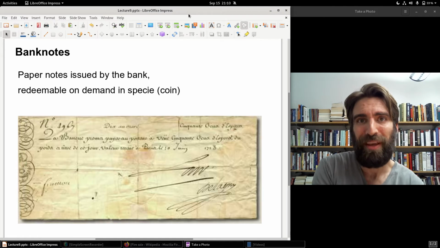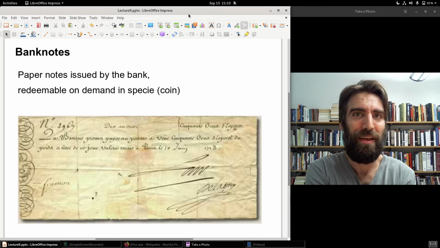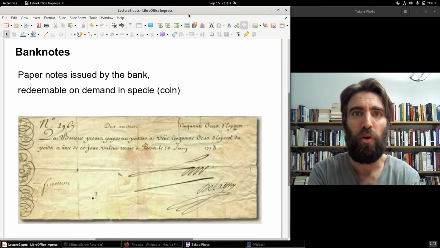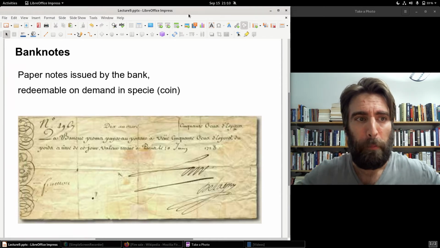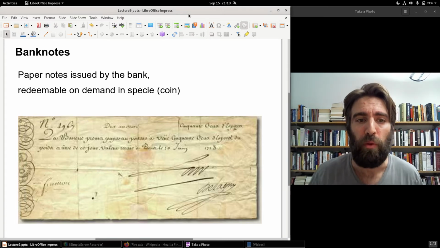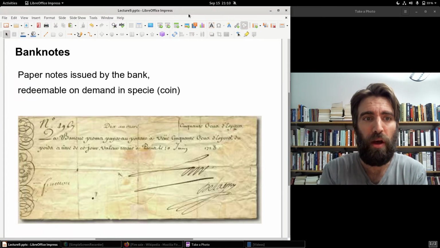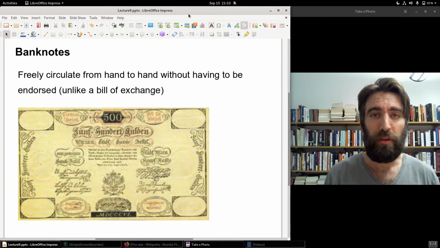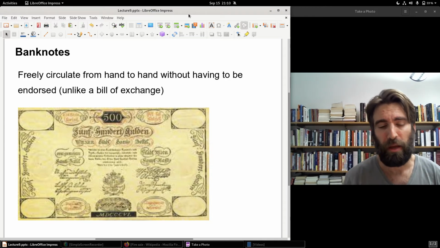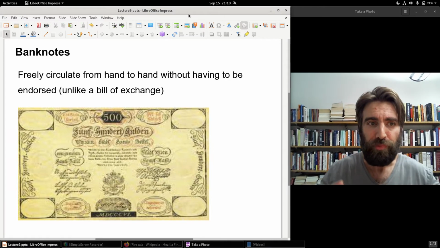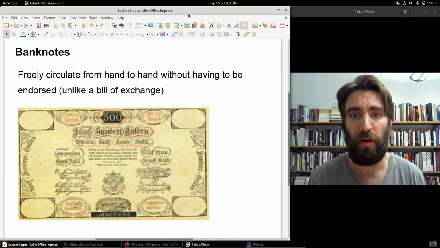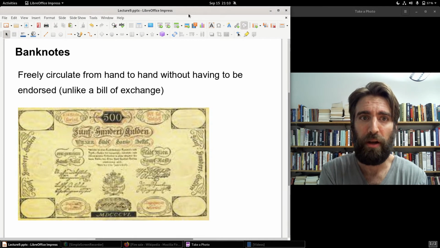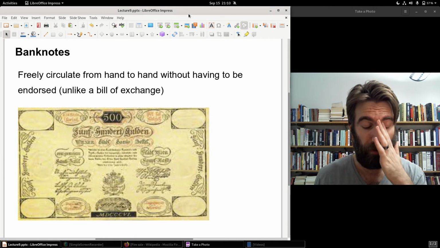But technically speaking, this banknote represented money. You get the difference? It represented coin that the bank had and would give to anyone who presented that note to the bank for the said coin. These freely circulated hand in hand, and unlike a bill of exchange or a check, it did not have to be endorsed over. You didn't have to write the person's name on a note. It just freely circulates like coin would.